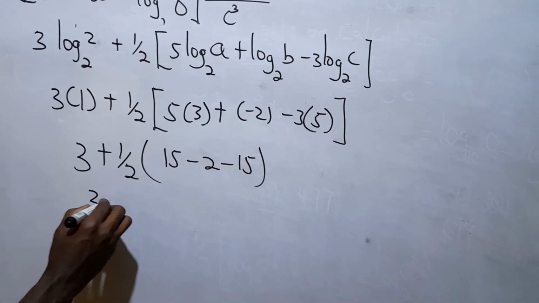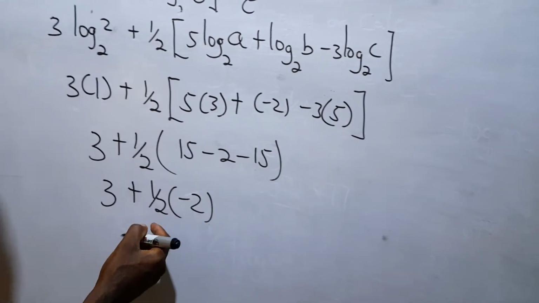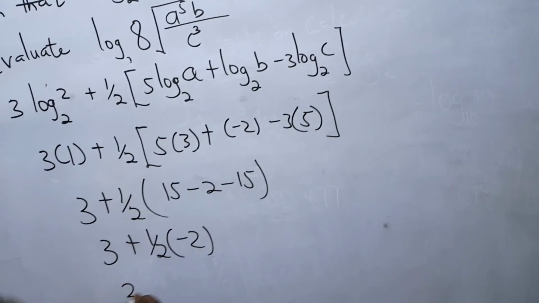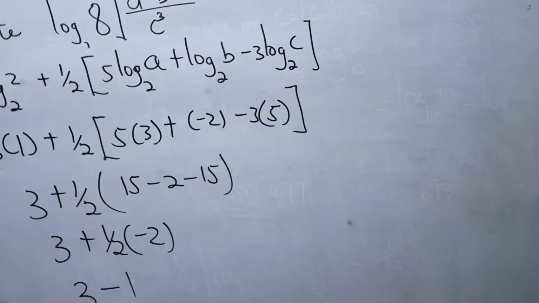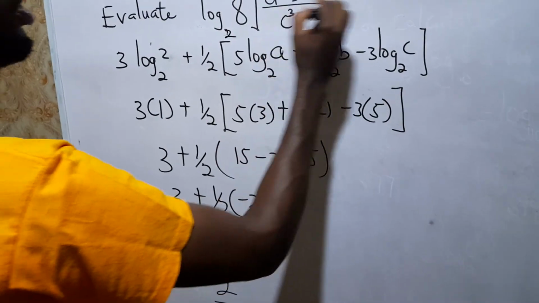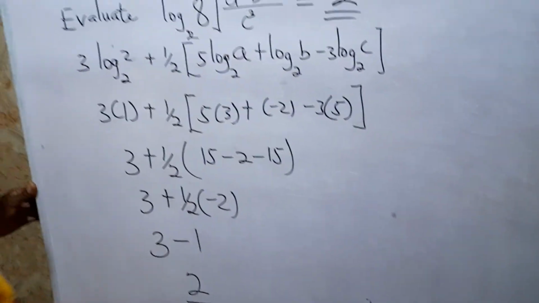So we have 3 plus half bracket negative 2. Half of negative 2 is negative 1. So 3 minus 1, and this will be 2. So we can say that this is nothing but 2. I hope you get that.